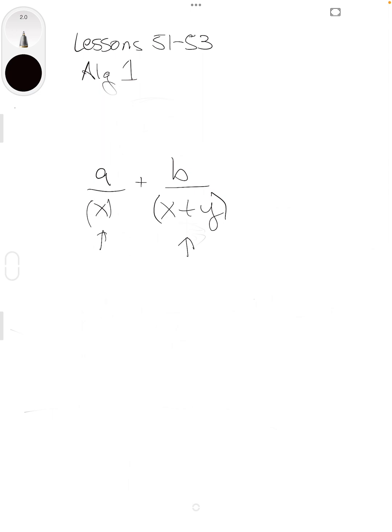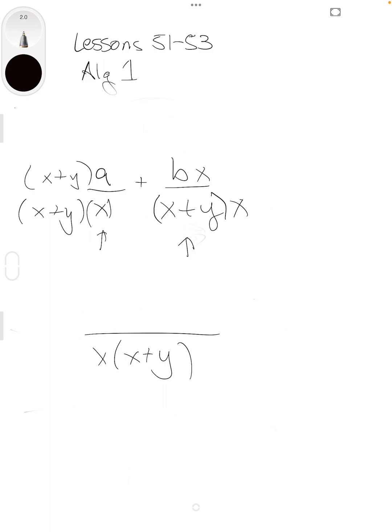They're different thingies. So if I want them to look the same, what if I multiply top and bottom times x? Now there's an x times x plus y, and top and bottom times x plus y. Now they look the same. So my answer is going to be x times x plus y on the bottom, and I'm going to have a times x plus y plus b times x. And that's pretty much it.